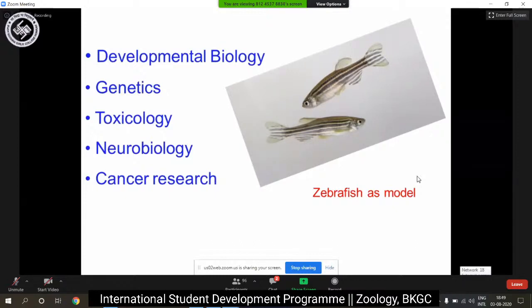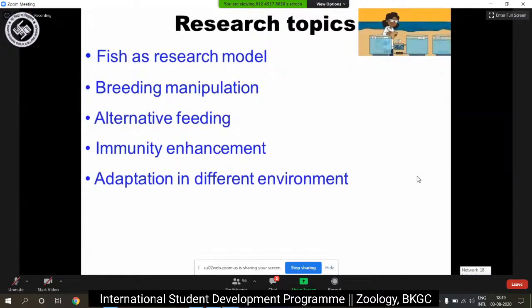So there are different reasons why zebrafish is a very good model. You all know that the genome sequence of it has been done, so we can easily manipulate this particular fish. Again, they are transparent in nature, so if you inject some substances or dyes, we can trace the whole pathway of the dye through the developmental process and through the different organ systems as well. So altogether, zebrafish is a very good research model.